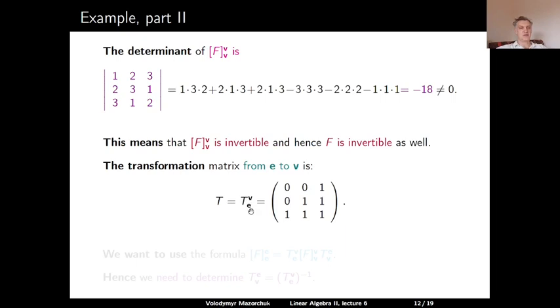So the transformation matrix from E to V is the matrix which we read column-wise: 0, 0, 1, 0, 1, 1, 1, 1, 1. We want to use the base change formula, which says that the matrix of F in the standard basis is equal to the product of the transformation matrix from the standard basis to V times the matrix of F in the basis V times the transformation matrix from V to E. We know the first transformation matrix, we need to find the second one.